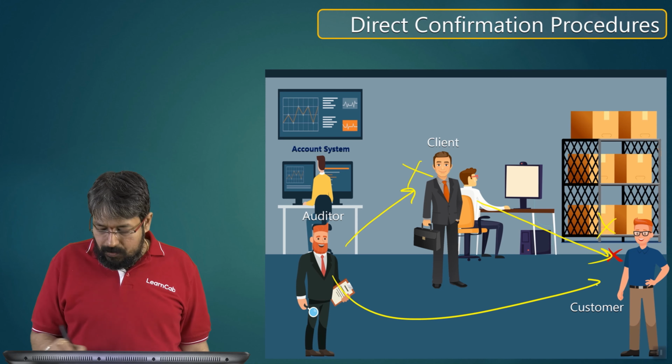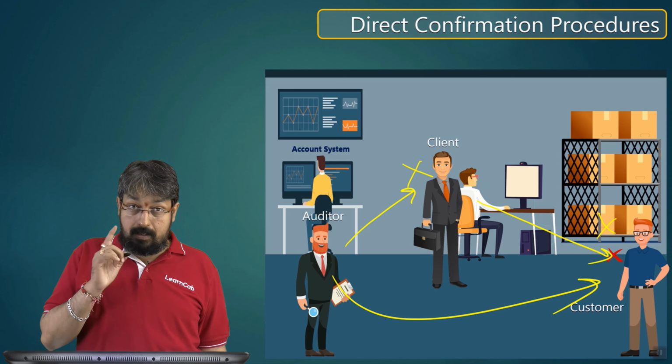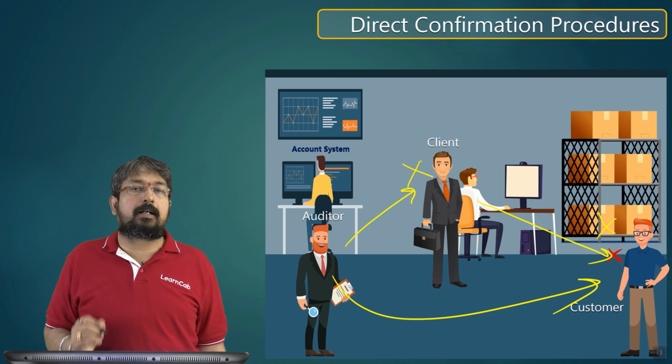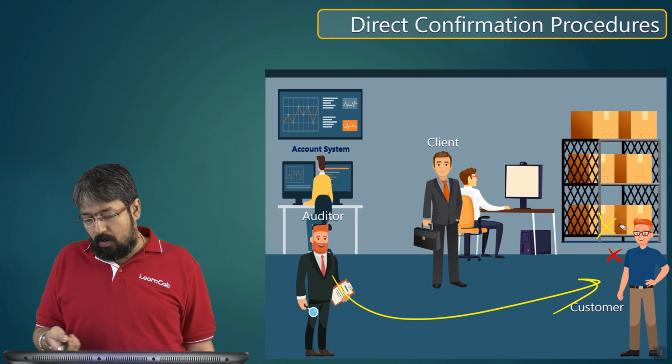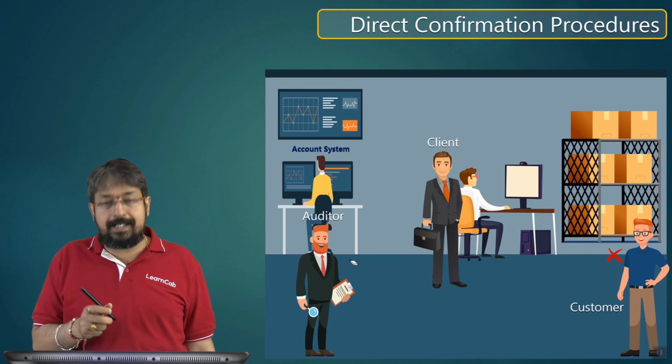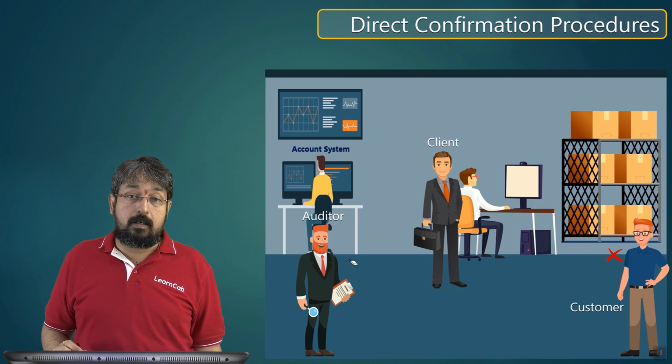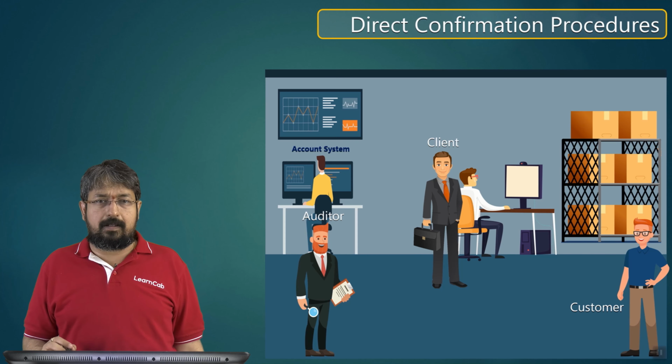So the auditor should directly contact the customer, but before he contacts the customer, he has to obtain the permission of the client. Can I contact, should I contact or not? Please give me your concurrence for this particular purpose. That has to be there.